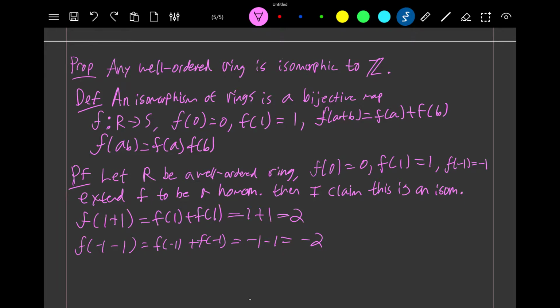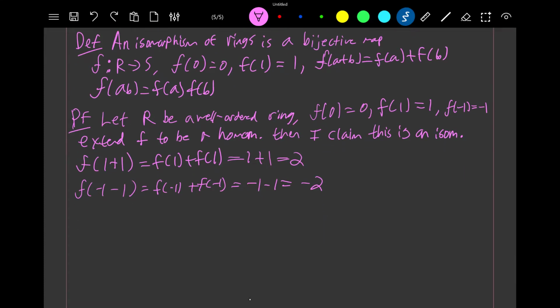So this function here, the extension's clearly onto, since if we take n in the integers, say it's positive, if it's negative, you can do the same thing, then f of 1 plus 1 plus 1, n times, is equal to n.